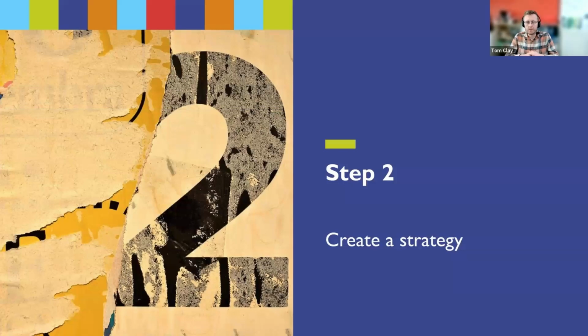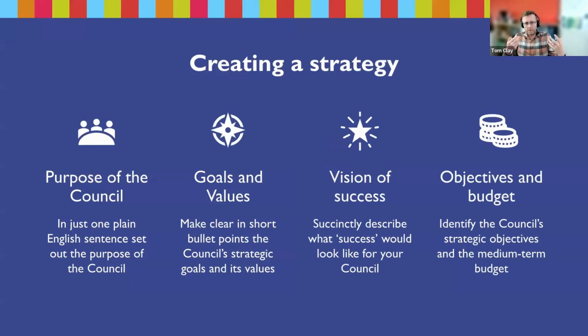Let's move to step 2, creation of a strategy. This is where you start to take all that information that you've gathered and you start to think long term. So rather than thinking a year down the line, you're thinking 3 to 5 years down the line. So these are the sort of things that you'd look to have as part of the strategy. You want to set out the purpose of the council, its goals and values, and vision of success. So in 3 to 5 years' time, what does success look like for your council?